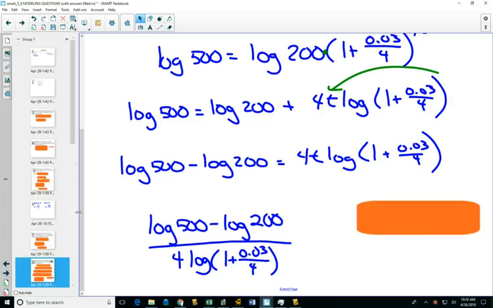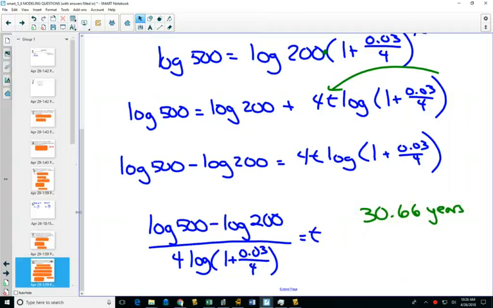Type that all in. That's equal to t. And you get 30.66 years. Have to include the units.